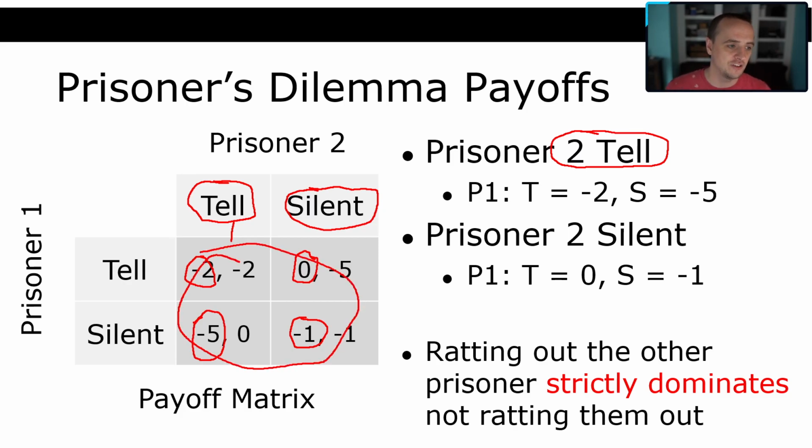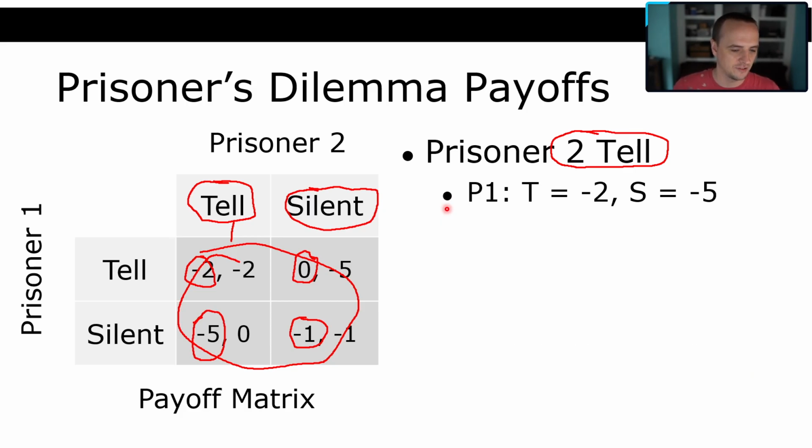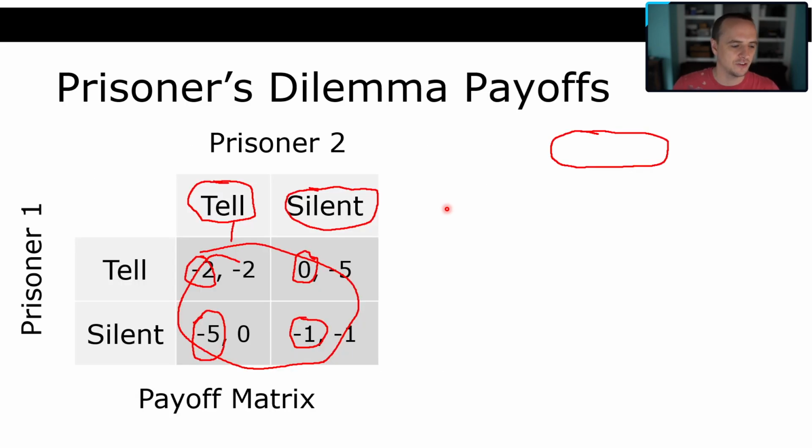Now, if there's a different payoff matrix, then maybe telling does not strictly dominate staying silent. Okay? So there's an important thing that someone just mentioned in the chat. So someone says, tell obviously because it is a less combined sentence. That is not the correct answer from a game theory point of view, okay?